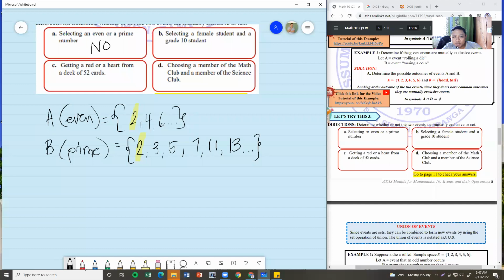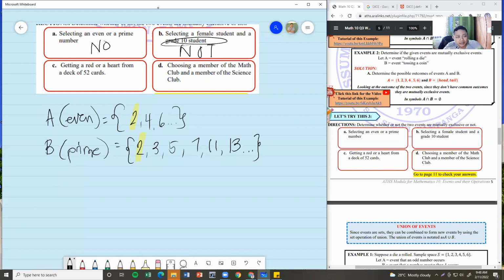Raise your hand if it is mutually exclusive. In 5, 4, 3, 2, 1. Very good. There's no raise of hand, meaning it's not, simply because a grade 10 student can either be male or female. And selecting a female as compared to grade 10 students which are general, of course, they have an intersection, kasi merong mga girls sa mga grade 10 students natin.